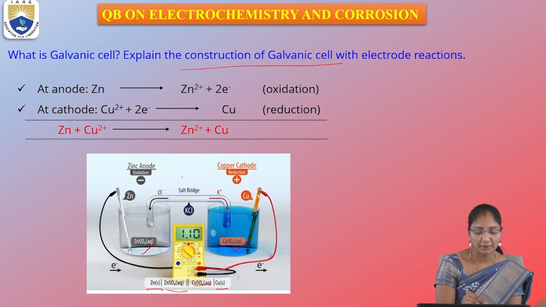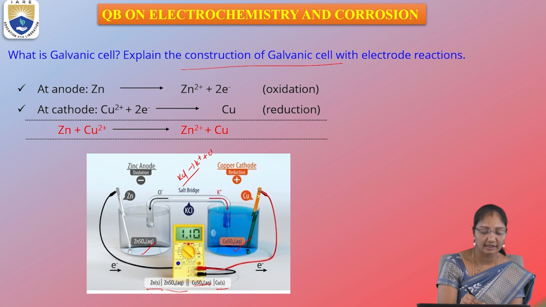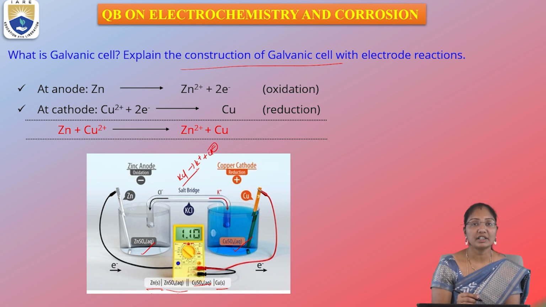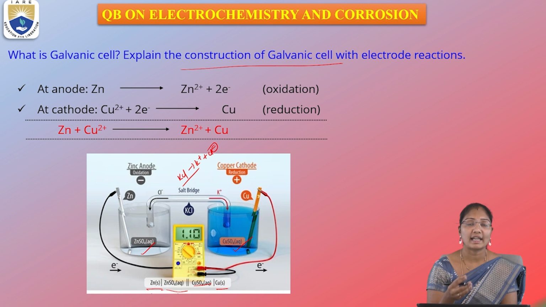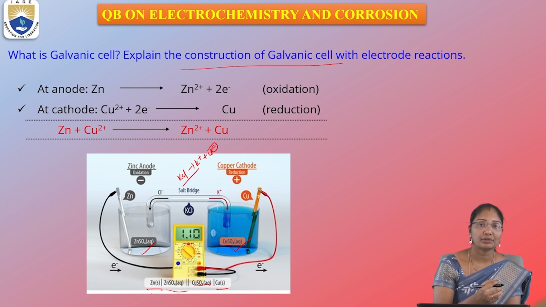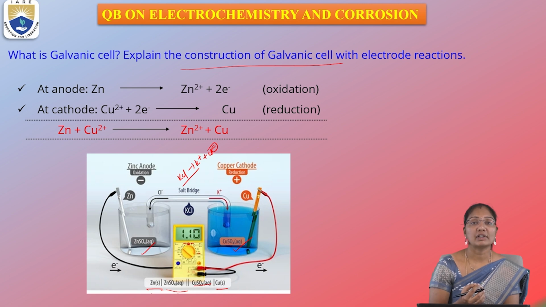Here this is the salt bridge. The salt bridge is KCl, which dissociates into K plus and Cl minus ions. So the oxidation is going to happen at zinc. Zinc is going to lose its electrons. The electrons thus released move towards the cathode. There the copper will gain these 2 electrons and get reduced.